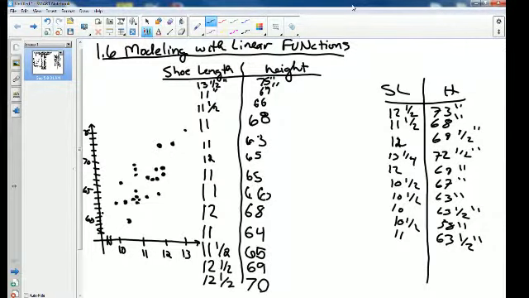So we are modeling with linear functions. It's not. My hair's not that long. You're recording on YouTube. I don't care.